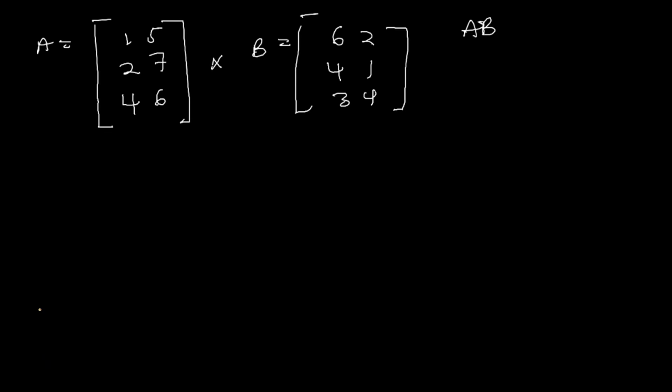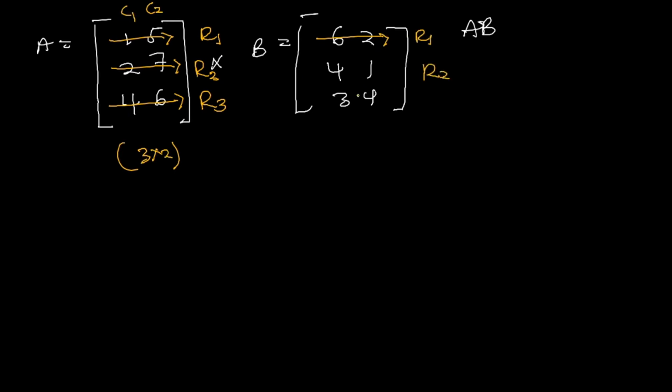So as usual, we need to check whether we are able to multiply these two matrices. So matrix A, let's find the order of matrix A. Matrix A has row 1, row 2, and row 3, and from top to bottom, column 1, column 2. So this is a 3 by 2 matrix. Matrix B also has 3 rows and 2 columns, so both are 3 by 2 matrices.